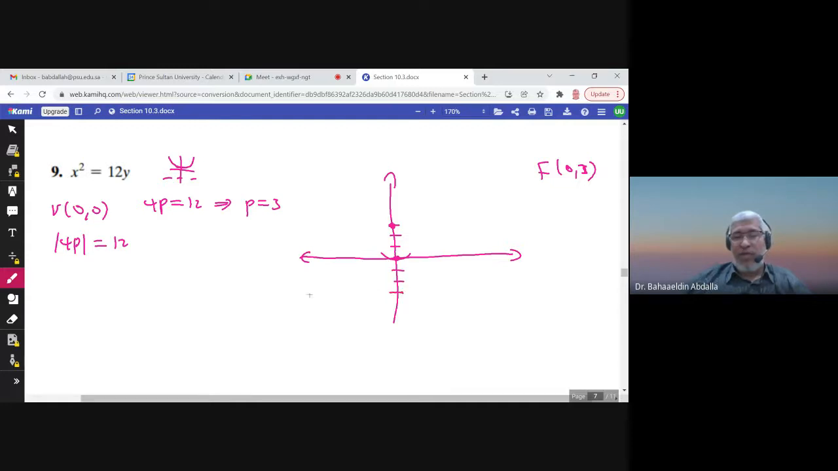I go 3 units down. I sketch the graph of the directrix. It's a horizontal line with the equation y equals negative 3. And now I can draw the latus rectum. 12, I go 6 units to the right. I reach this point. And 6 units to the left. I reach this point. So these are the endpoints of the latus rectum. I sketch the graph of the parabola from the vertex and let the graph pass by the endpoints of the latus rectum. This is the graph of the parabola.